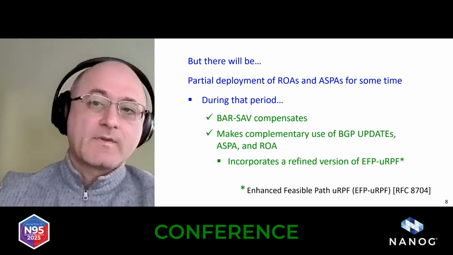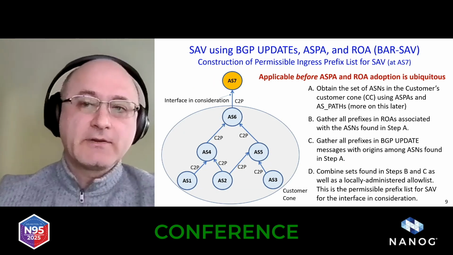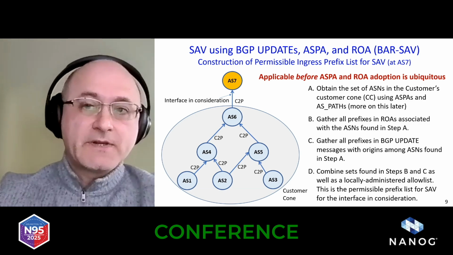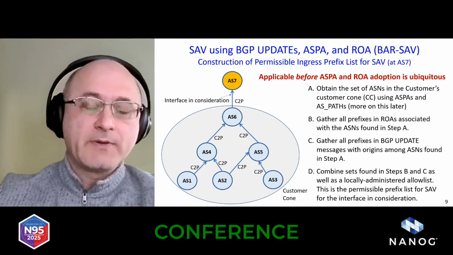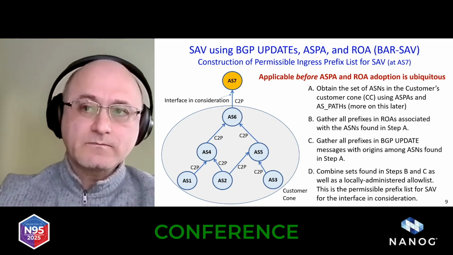Okay, so the updated algorithm still has a very similar structure. First, we discover the customer cone by using not just ASPA but also ASPA from BGP messages, and we'll talk about in more detail how that's done right after.